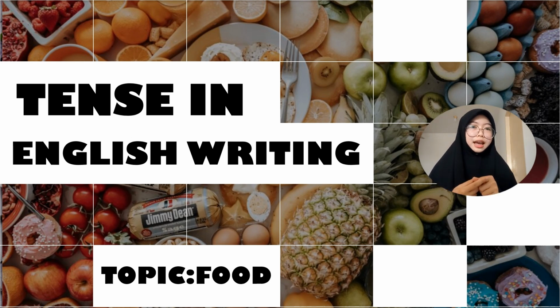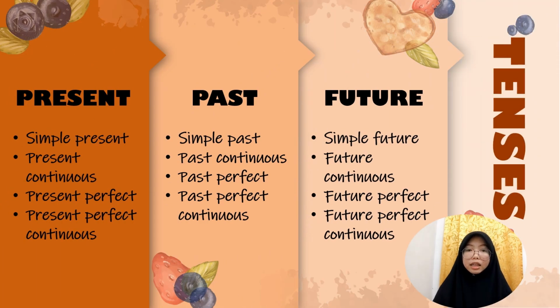And before I forget, our topic today, as you can see on the screen, is about food. Okay, so without further ado, let's begin. As I said earlier, tenses are divided into three, which are present, past, and future. But for my part, I'm going to explain only three parts, which are simple present, present continuous, and present perfect. And the rest will be explained by my team member.